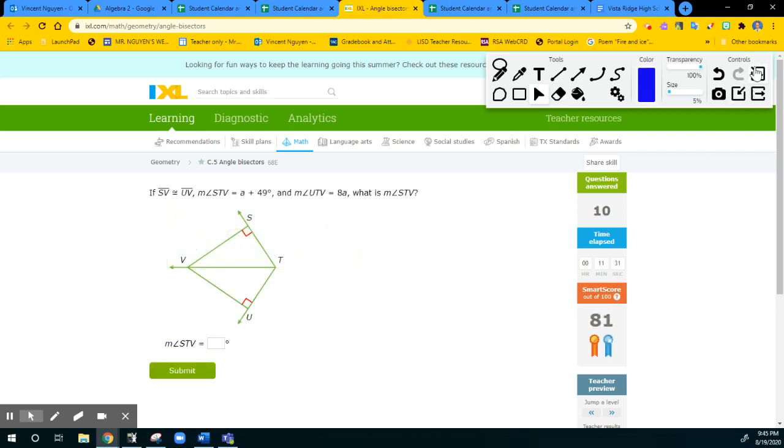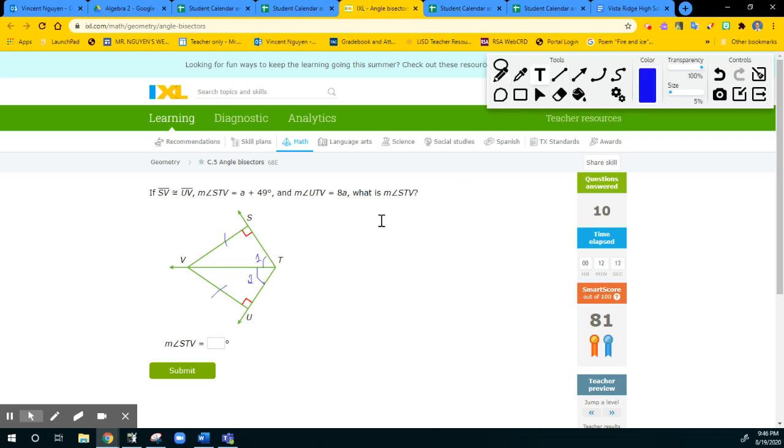Okay, good work. All right, here's another equation. It's telling you that this segment, SV, is equal to UV. If that's true, then we can assume right away that this angle is equal to that angle because of the angle bisector theorem, and the converse. So we're going to set STV, which is the angle 1 over here. I'm going to label it angle 1 just to make it easier to call it. And then UTV, which is angle 2 over here. But those two angles are equal.